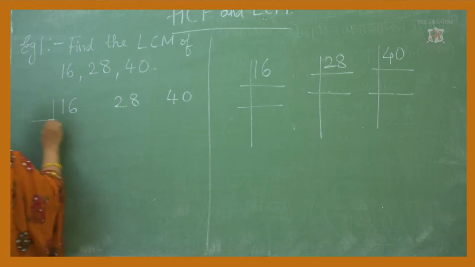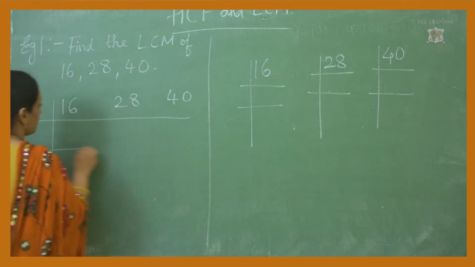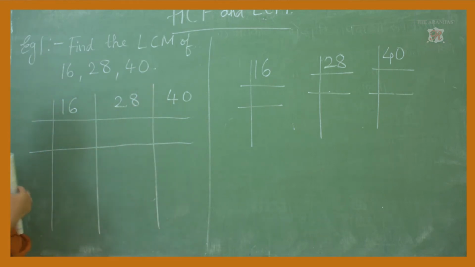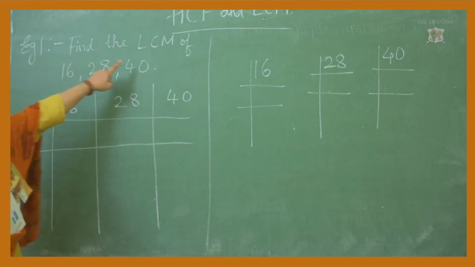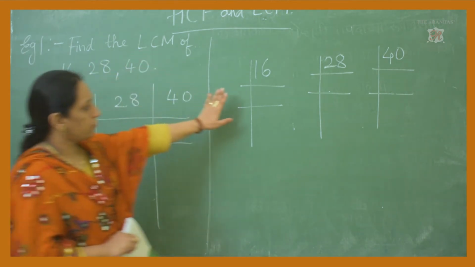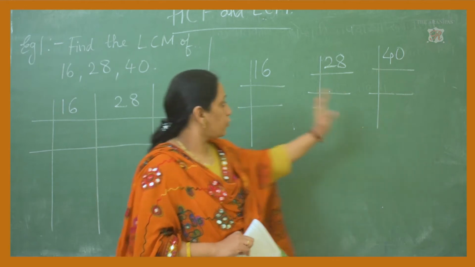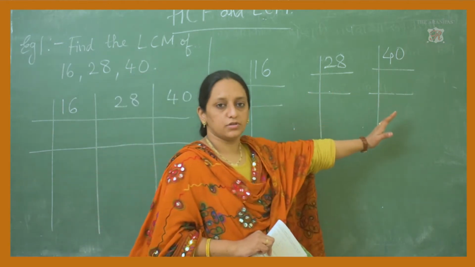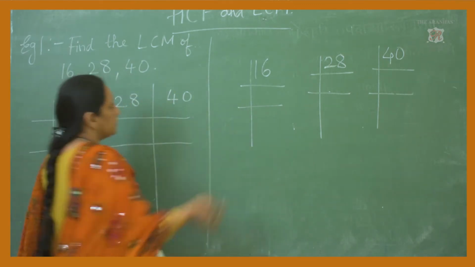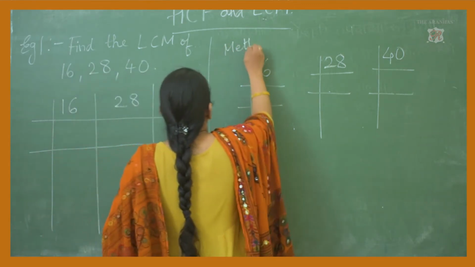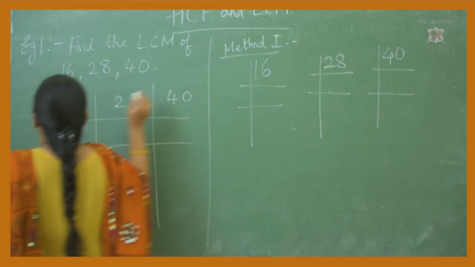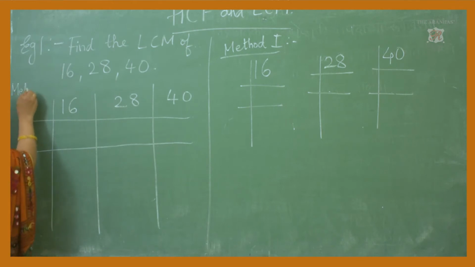Students, just understand properly what type of sum this is. See what you have to do. You have been given numbers in the question. Find the LCM of. They have asked you to find the LCM. You can find the LCM in this way by drawing different vertical lines for different numbers given in the question. But there is one more way. This is method number 1. For example, we can write this is our method 1 to find the LCM. And this is our method 2.